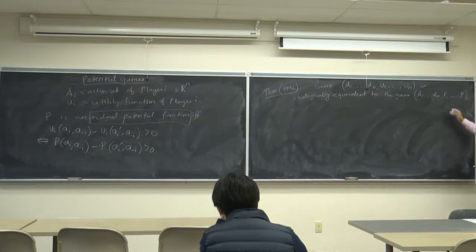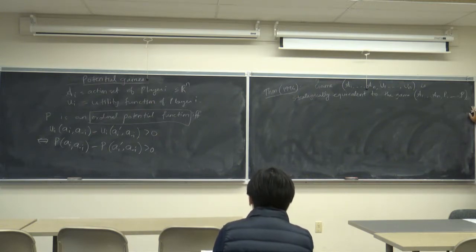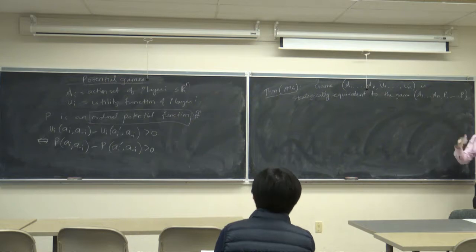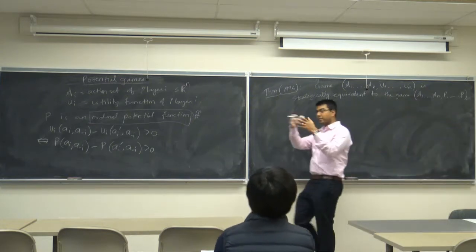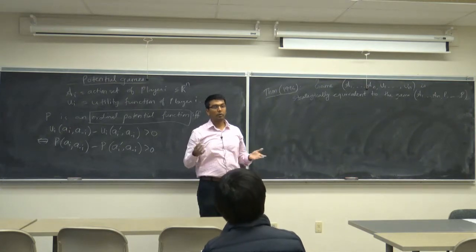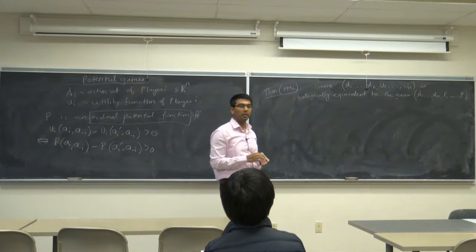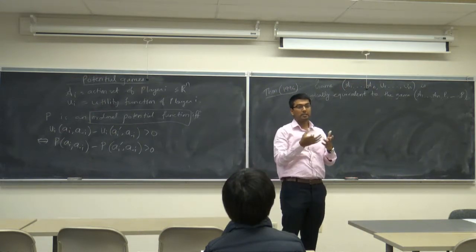So when you look at this game, what is a Nash equilibrium in this game? What would a Nash equilibrium in this game be? Imagine this is the problem, where every agent has the same utility function. What would be a natural Nash equilibrium in this game?